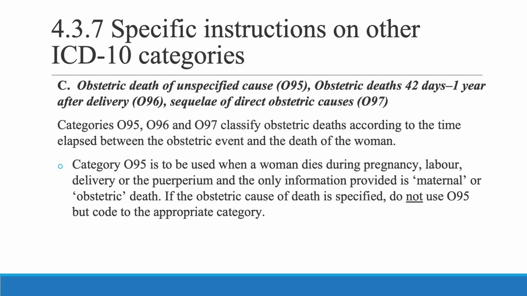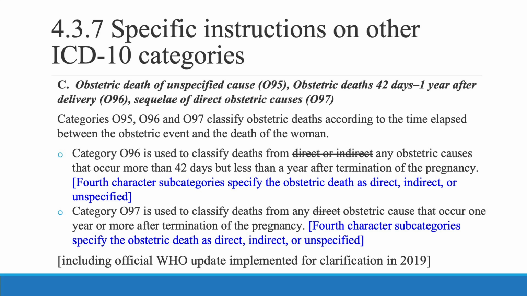And then the other 2 code categories, category O96 is to be used to classify deaths from any obstetric causes that occur more than 42 days, but less than a year after the termination of the pregnancy. 4th character subcategories specify the obstetric death as direct, indirect, or unspecified. That's in blue because that bit of information is not included in the instructions in 4.3.7 because they were not updated after code O96 was updated to have subcategories.